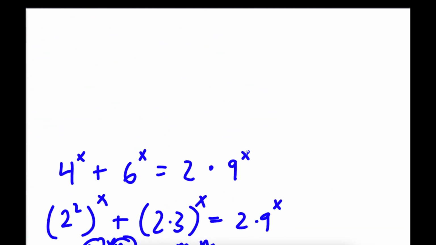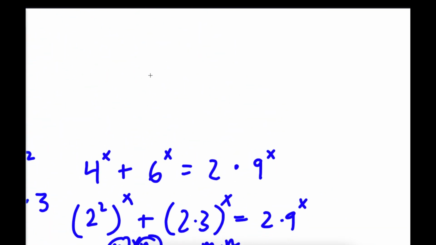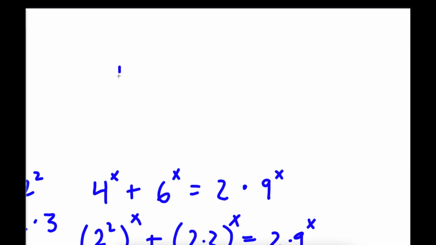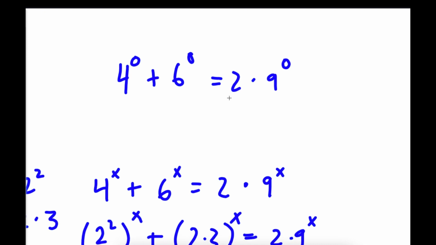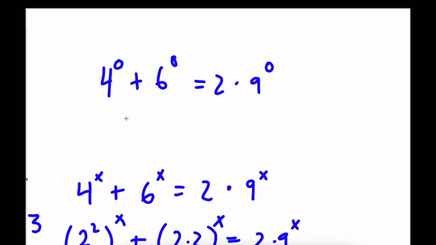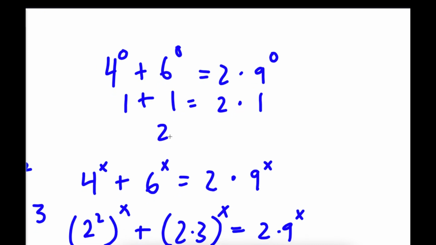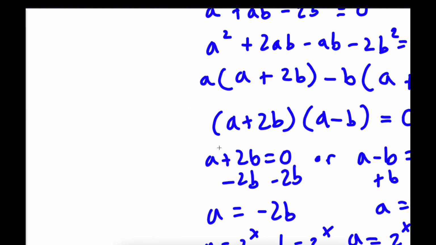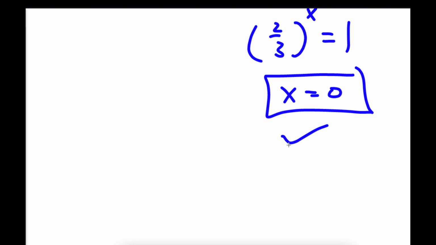So now if we plug in 0, we can check. So now we have 4 to the power of 0 plus 6 to the power of 0 is equal to 2 times 9 to the power of 0. 4 to the power of 0 is 1, plus 6 to the power of 0 is 1. It's equal to 2 times 9 to the power of 0, which is 1. 1 plus 1 is 2. 2 times 1 is 2. Because this is right, our solution is x equals 0.